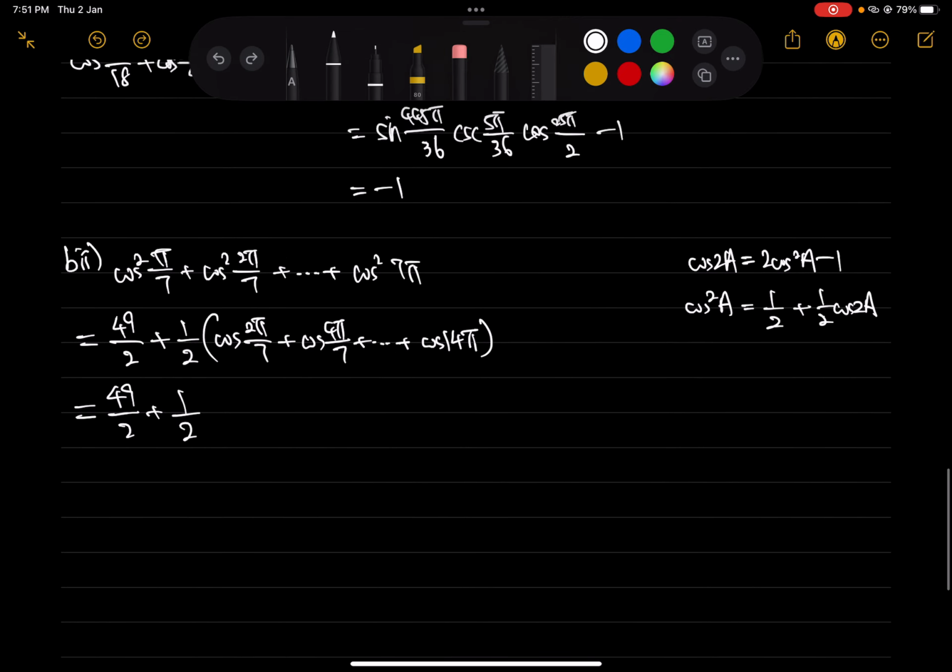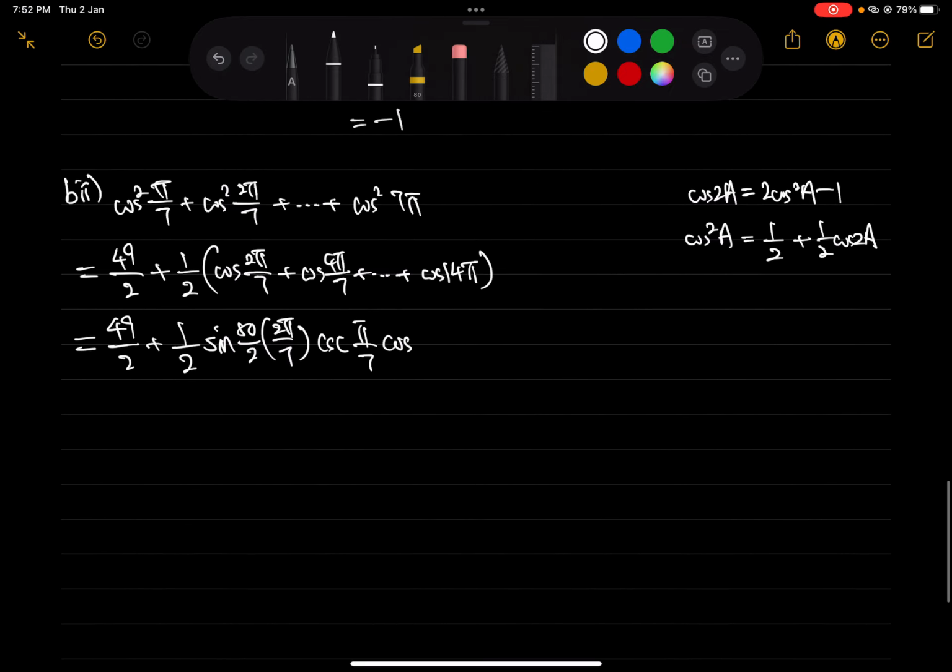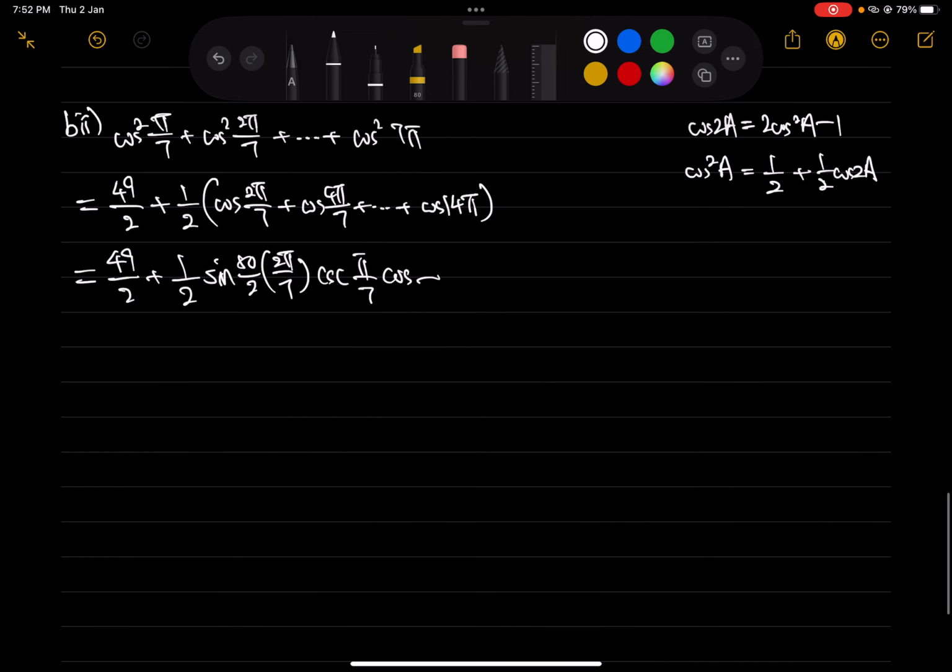So we have a sine of 50/2 times 2π/7. Wait, let me think. Cosecant of π/7, and then cosine of mθ/2, so 49/2 times 2π/7. So cosine 7π is cosine 6π plus π, so that's cosine π, which is -1.